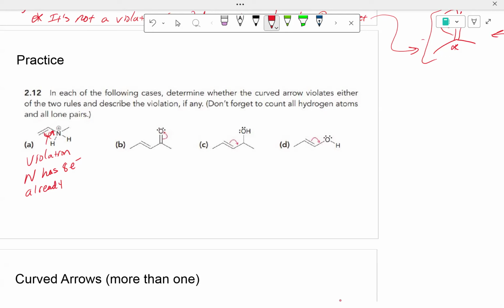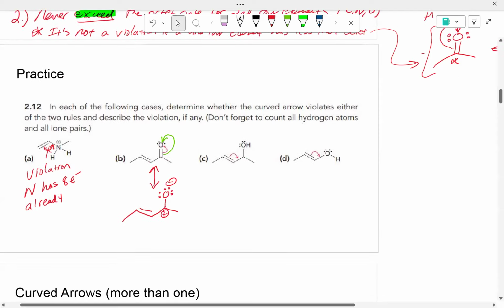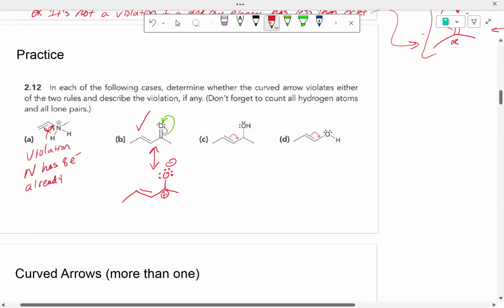Now, how about this one? I'm going to take these pi electrons, move them up to the oxygen. Now that oxygen's okay. It's sp2 hybridized. In fact, if I draw the resonance form of that, this is what it would look like. So oxygen's still okay. It still has 8. Carbon doesn't exceed the octet rule, and it's not a violation for it to have less than an octet. So B is okay.